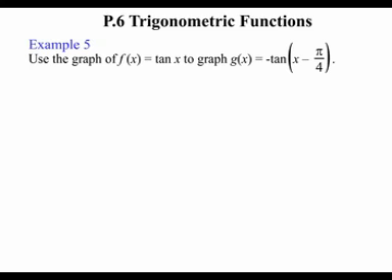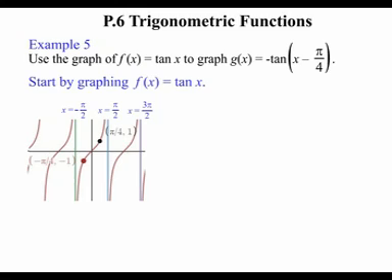Example 5, we're going to use a graph of f of x equals tan x to graph g of x equals negative tan of (x - pi over 4). Okay, so first of all, we're going to graph f of x equals tan x. Got to remember the tan graph has vertical asymptotes at every odd multiple of pi over 2. So the green line, x equals negative pi over 2, is a vertical asymptote. The graph will not cross that. And then the blue line is x equals pi over 2, another vertical asymptote, and the purplish line is x equals 3 pi over 2.